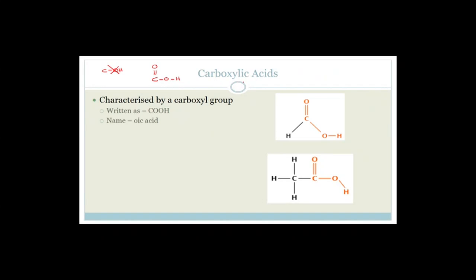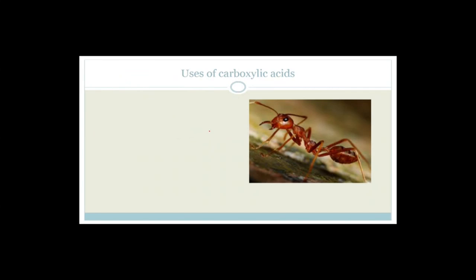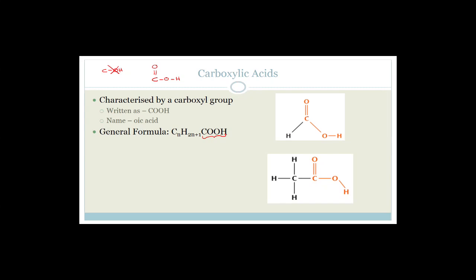The name of a carboxylic acid ends in oic acid. So it'd be methanoic acid, ethanoic acid. The general formula is CnH2n+1COOH. We're not generally asked about the general formula of the carboxylic acids, but I'm giving it to you so that you can recognize it. The most important thing is if you see this COOH, then you know that it is a carboxylic acid. So let's quickly talk about these two. This one has one carbon, and here is your functional group of C double bonded OOH.